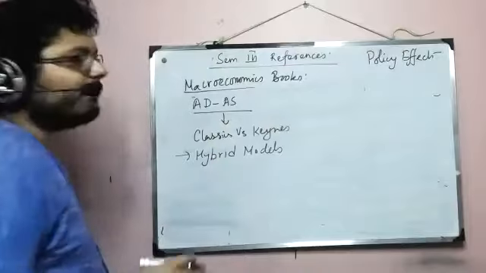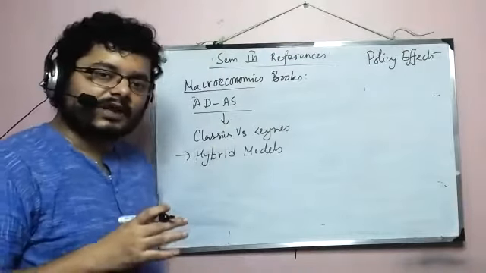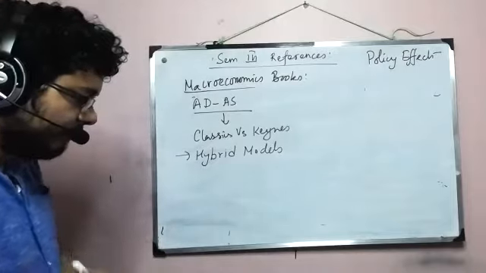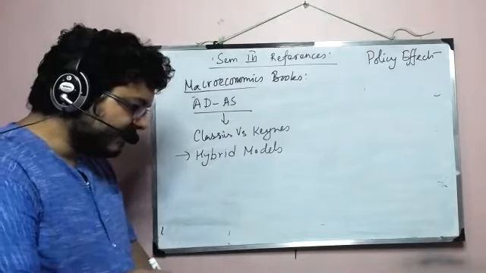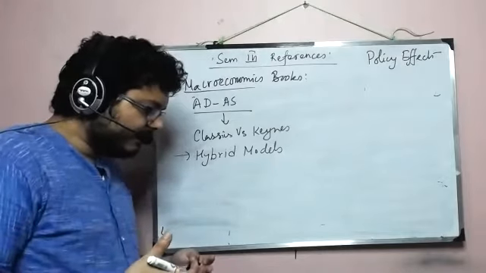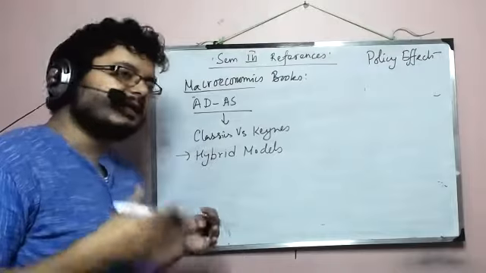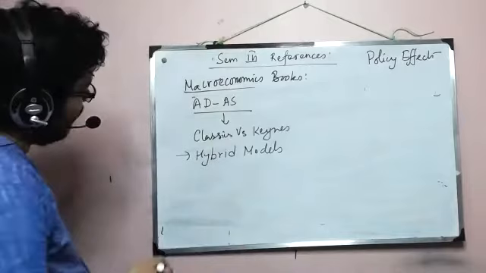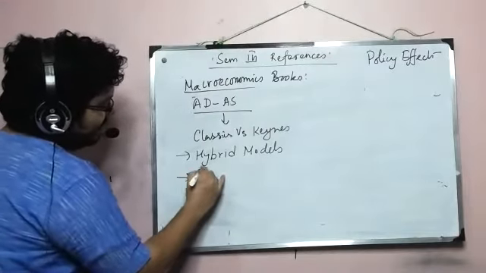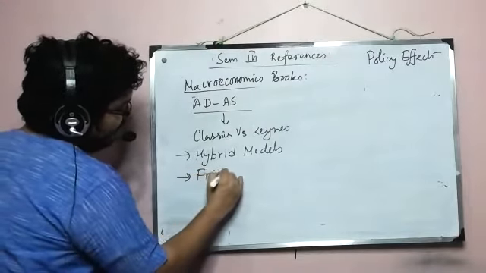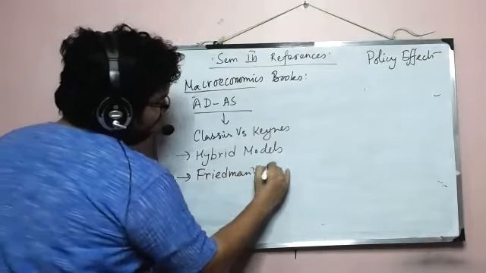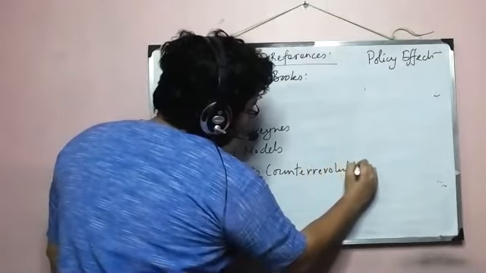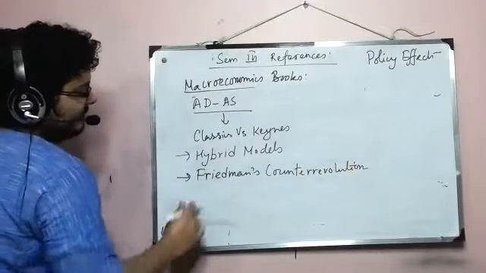Okay, by hybrid models we mean models which try to join both the classical implications and Keynesian implications and try to bring up something about the economy. One of the most important extended topics is Friedman's counter revolution. Okay, and while studying this Friedman counter revolution, two things will be quite important in this topic.